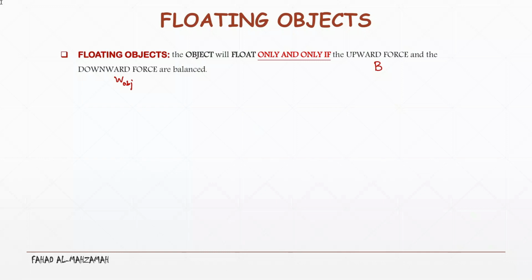So this is the first point that you need to understand. The object will float if the weight of the object is equal to buoyancy. So whenever you see in the questions that the object is floating, you will say that the weight of the object is equal to buoyancy. That's it.